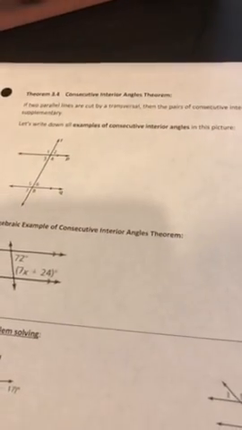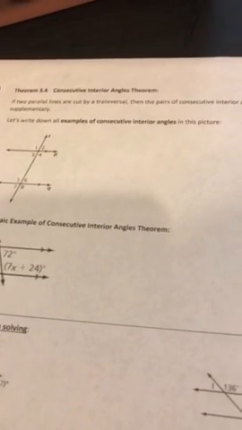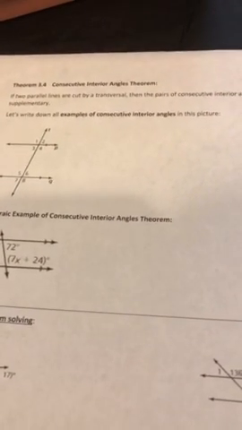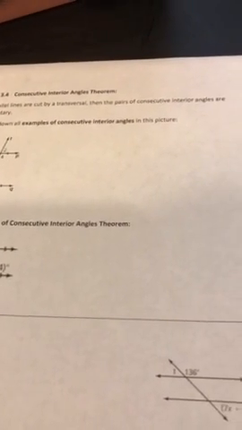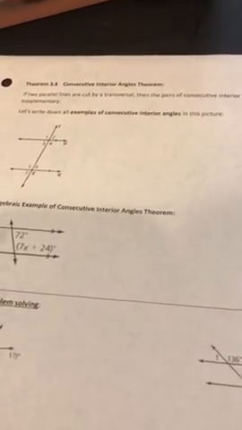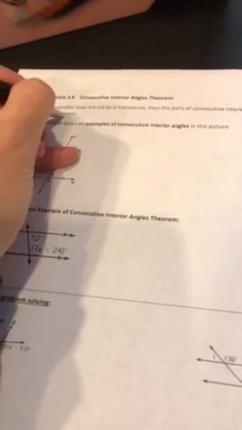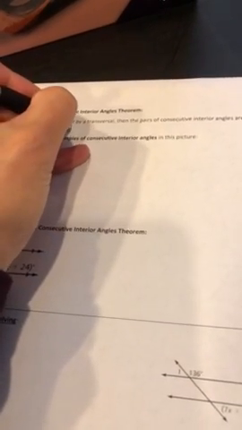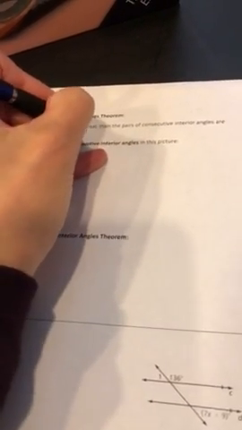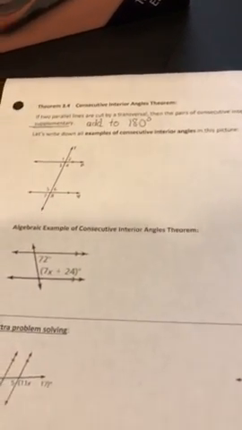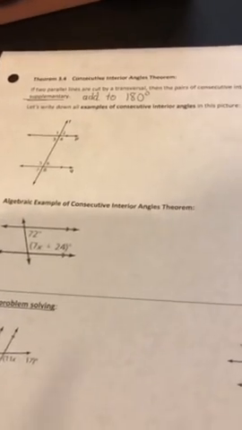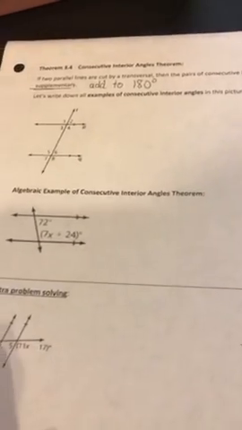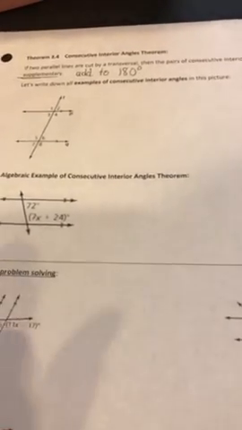Moving on to our last theorem, it's the consecutive interior angles theorem. If two parallel lines are cut by a transversal, then the pairs of consecutive interior angles are supplementary. Now we know what supplementary means. Supplementary means those two angles add to 180 degrees. So here, instead of setting the angles equal to each other, we're going to have to add them to 180 degrees. Let's write down the examples.